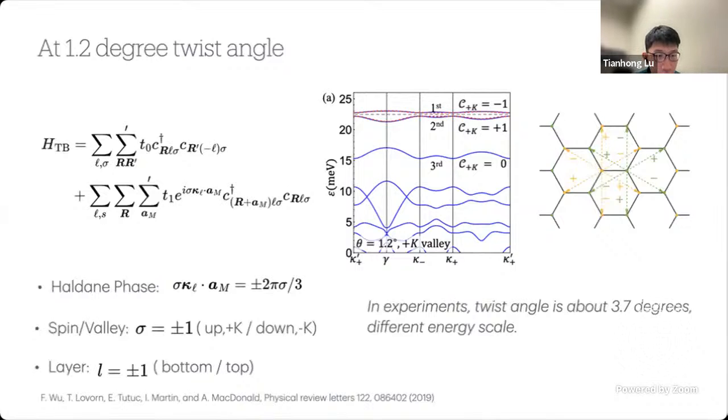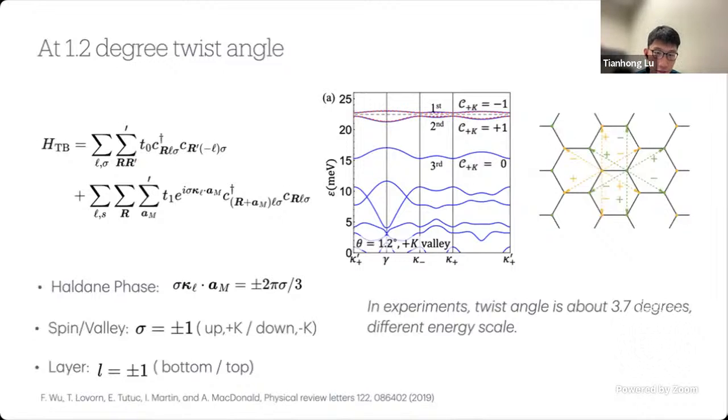And there are two indices in the model. The first one is the spin valley index. If it's +1, it means we're looking at spin up plus K valley. If it's -1, it means we're looking at spin down minus K valley. We just have to look at one spin value at a time. And for the layer index, +1 means the bottom layer, -1 means the top layer.